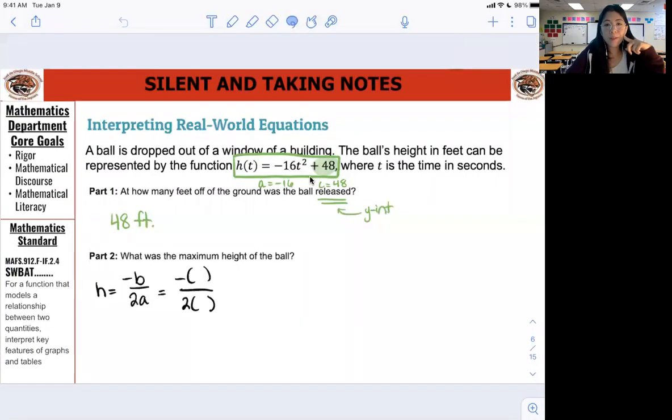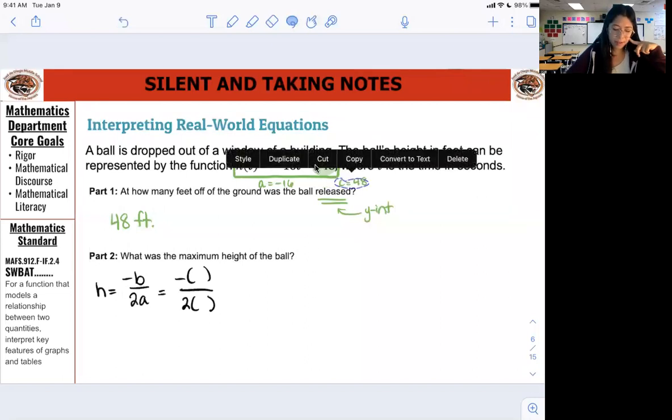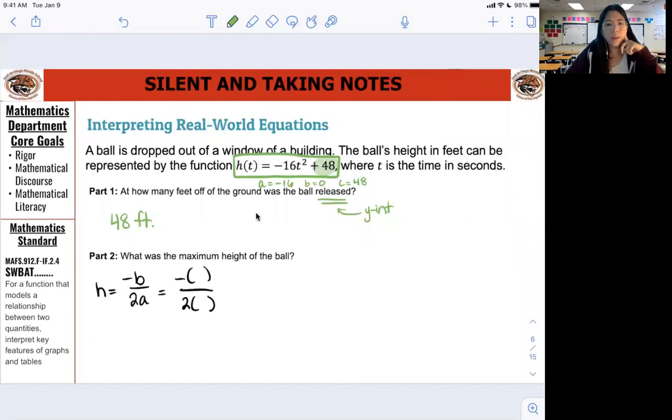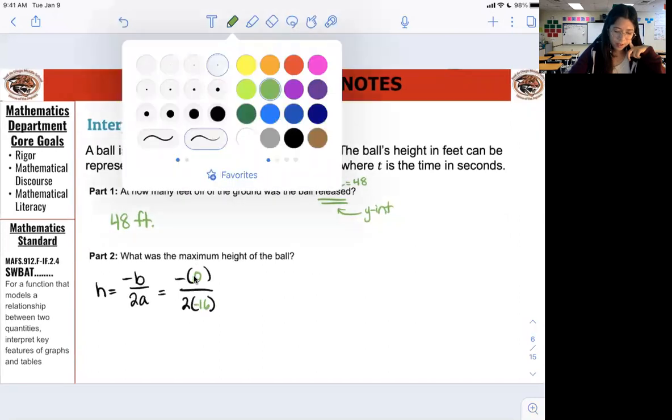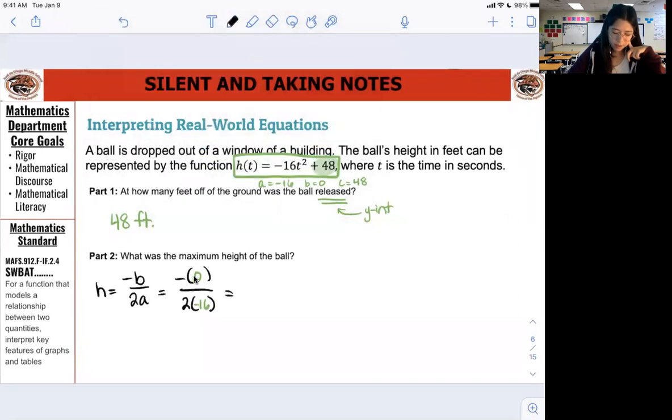So we don't have a b value. It's not there. So when it's not there, we know that it's actually 0. So b equals 0. So when I plug it in, 0, and then a is negative 16, I end up with 0 over negative 32. But what's 0 divided by anything? 0. It's still 0. So the h value is 0. And we'll talk about what that means in a moment.